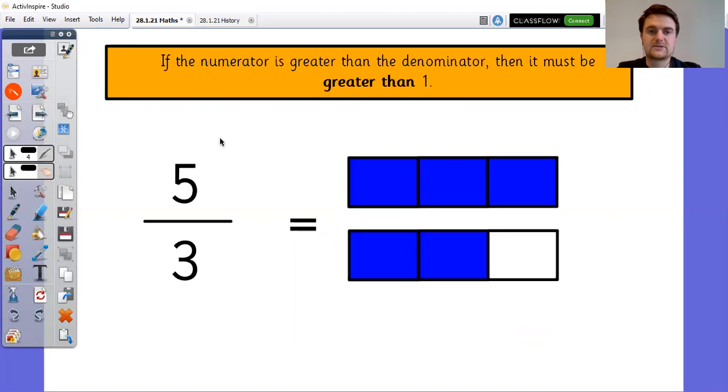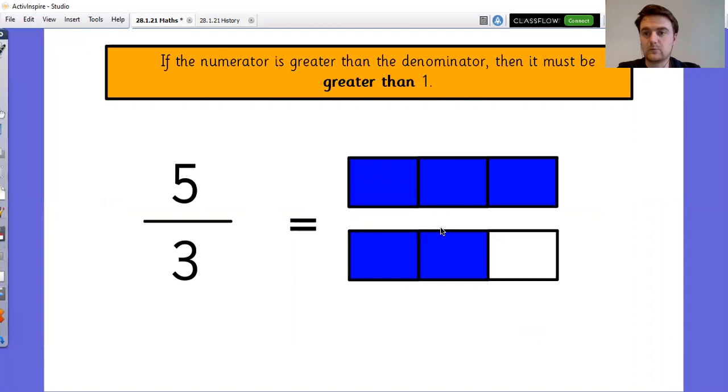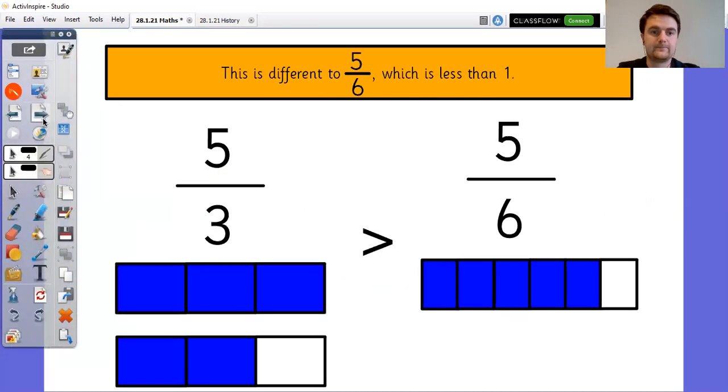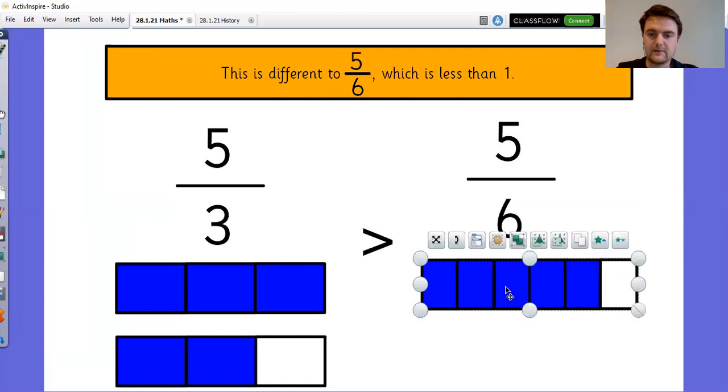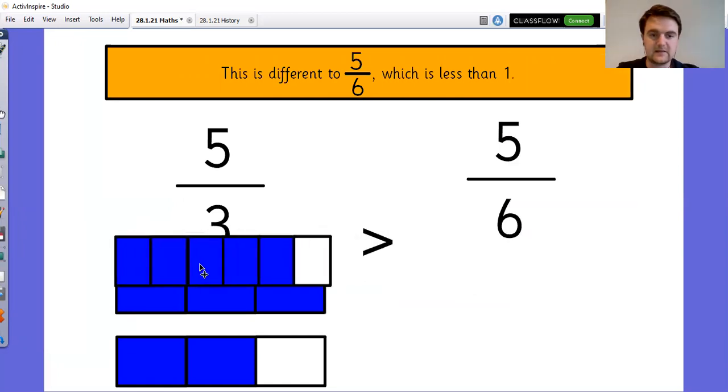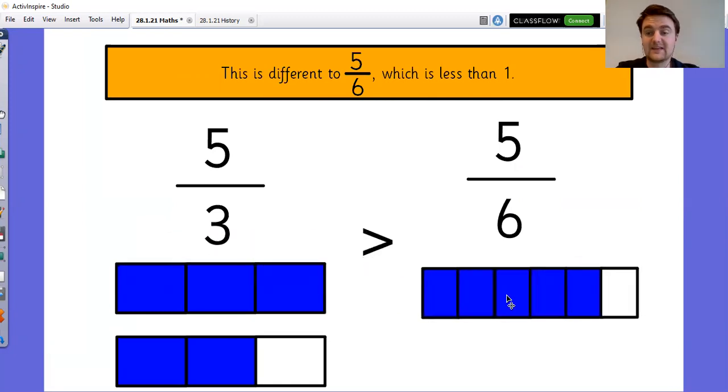So if a numerator is greater than the denominator, then it must be greater than 1. So if I've got 5/3 shaded in, 3/3 is the same as a whole. So anything larger than that means it's going to be 1 and something. This is different to 5/6, which is less than 1. So if I move this one across to compare them, I can see that 6/6 is a whole, which would be the same as 3/3. But in this case, I've got 5/6 shaded in. 1/3 is bigger than 1/6. So 5/3 is larger than 5/6.